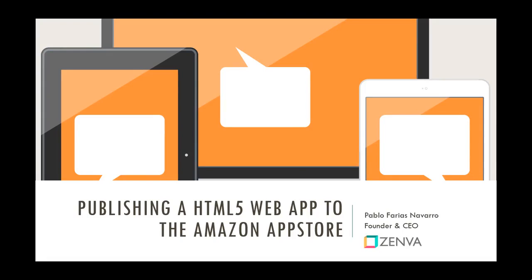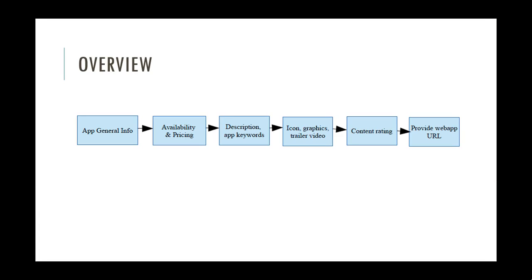In this video, I'm going to cover the process of publishing a HTML5 web application to the Amazon Appstore. Let's start by looking at an overview of the process. You start entering the general information of your app. Then you'll move into setting the price and the availability in different regions and countries.